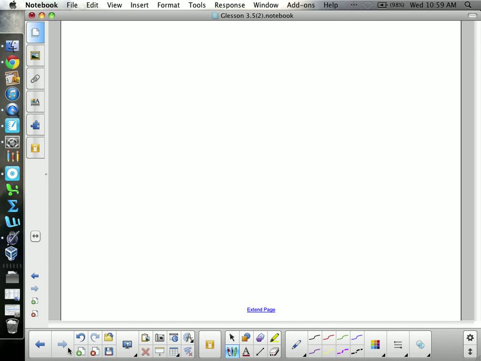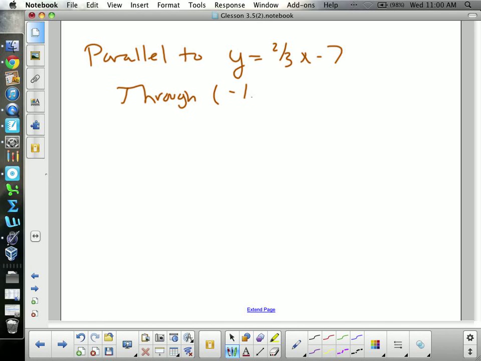Today, what we're throwing in the mix is the parallel and perpendicular line. So what if it says parallel to y equals 2/3 x minus 7 through the point -1, -5? Okay? We have the point, y minus -5 equals m, x minus -1. But what is the slope?